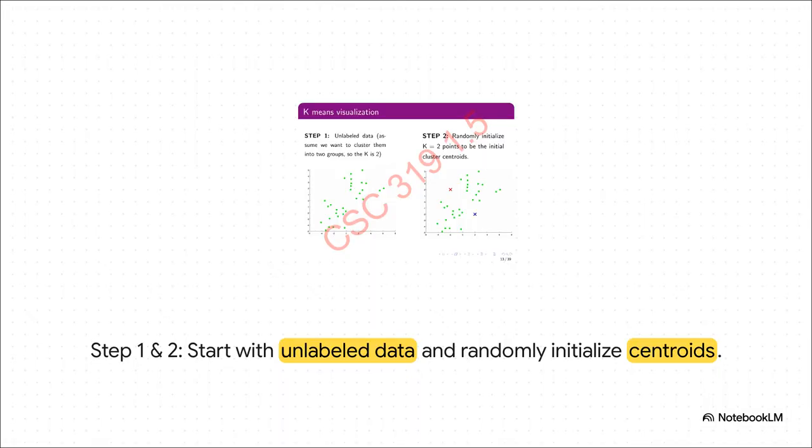Let's actually watch it happen. On the left, that's our raw, unlabeled data, just a cloud of points. Then, on the right, the algorithm makes its first move.